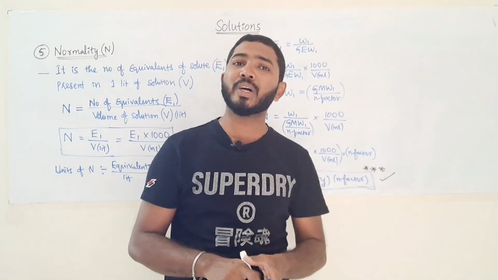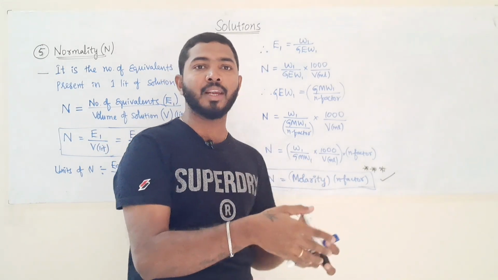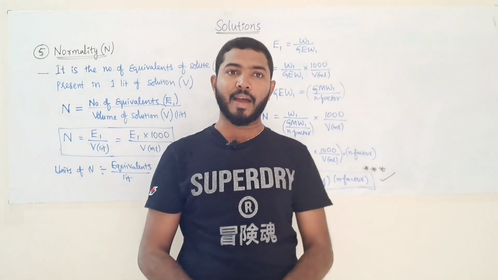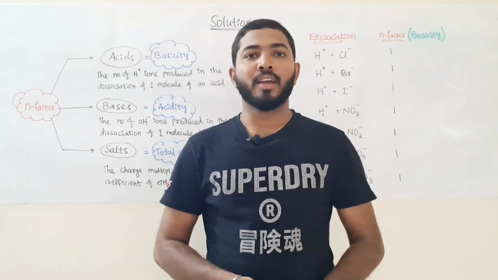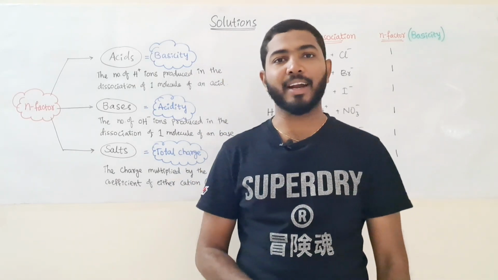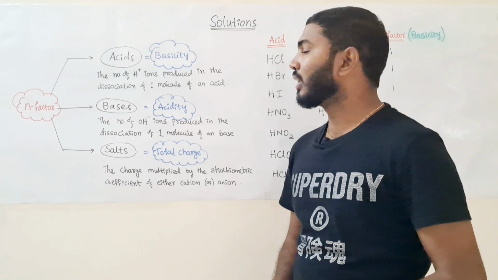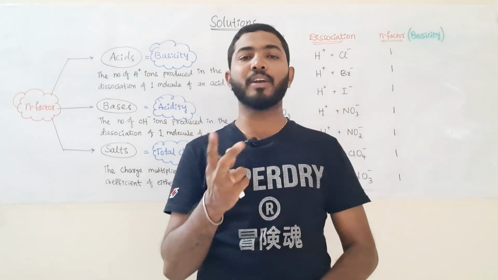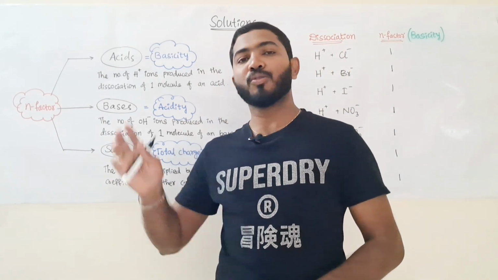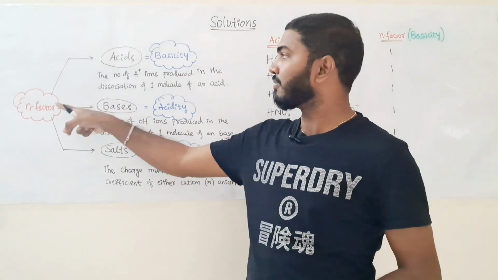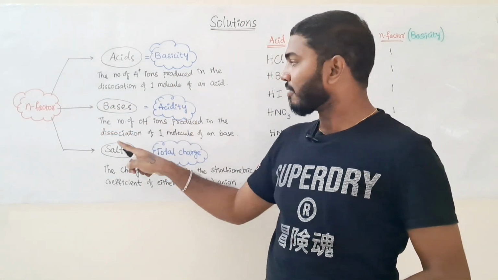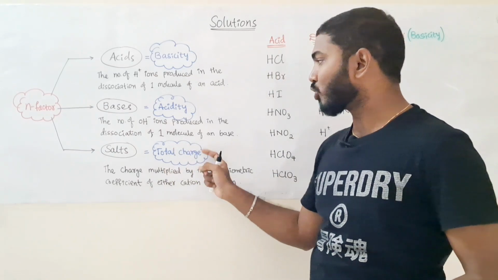So how to convert when we have molarity into normality? By multiplying with its n factor. So what is n factor, sir? Yeah, let's move on to n factor. So what exactly is n factor? Actually n factor is defined differently for different compounds. For acids we define n factor as basicity, for bases we define n factor as acidity, for salts we define n factor as total charge.